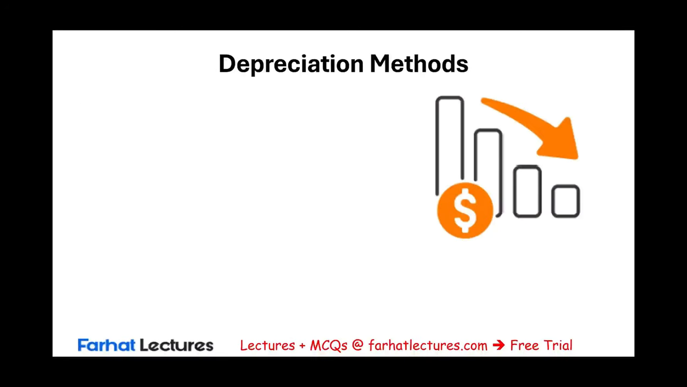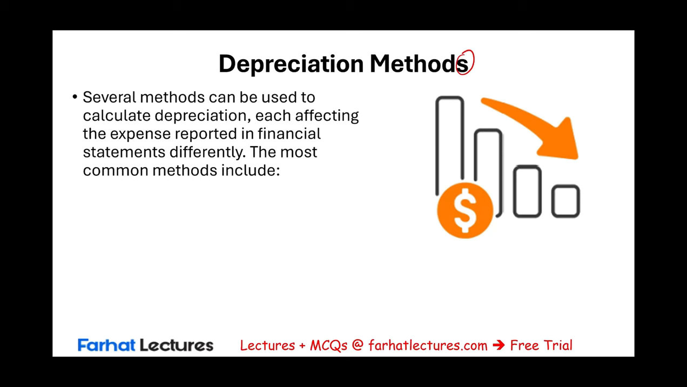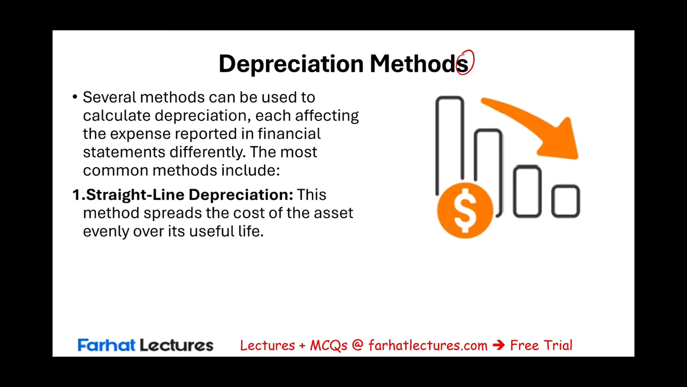Now let's dive deeper into the depreciation methods. Several methods can be used, each affecting the expense reported differently. The most common methods include the straight line and the double declining, but we're going to focus on one method today, and that's the straight line. That's the most common method. Because I don't want to look at other methods, we're going to have one whole chapter about this topic later on. So this method spreads the cost of the asset evenly over its useful life.